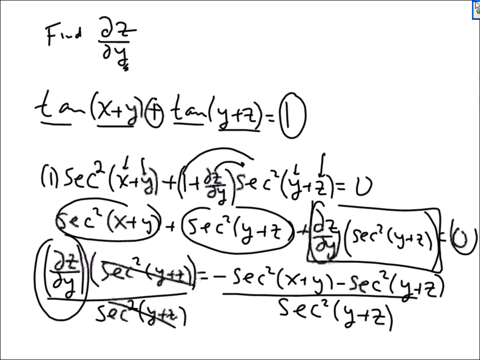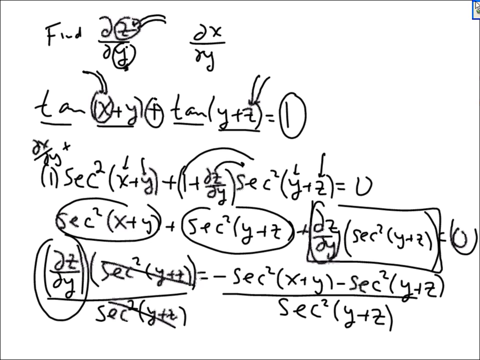When they tell you to find partial of z, then when you take the derivative of z, it's not a constant. But since they did say partial z with respect to y, you think of x as a constant. If they would have said instead find partial x with respect to y, then I would have said the derivative of that is partial x partial y, plus the derivative of y is 1.